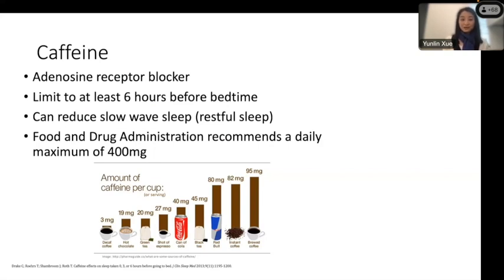And it's shown that if you drink it too close to bedtime, it can actually reduce what's called slow wave sleep, which is the restful part of your sleep. And the Food and Drug Administration recommends the daily maximum caffeine intake to be 400 milligrams. And just down here, I put some references as to how much caffeine there is.